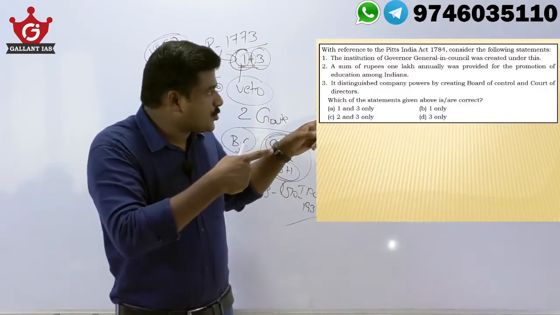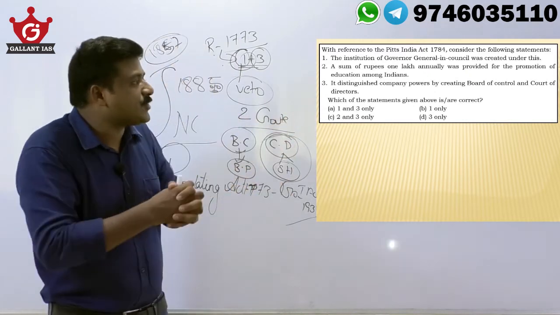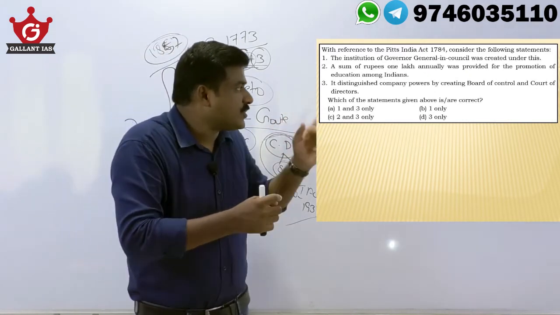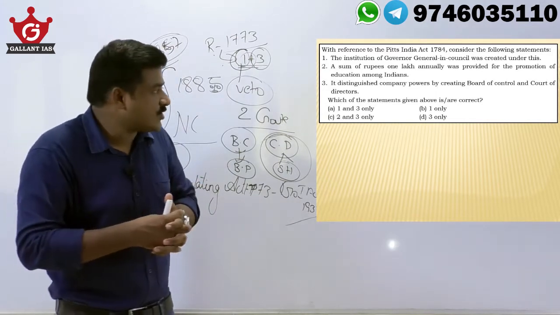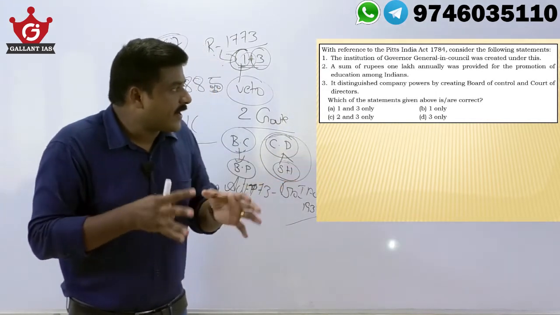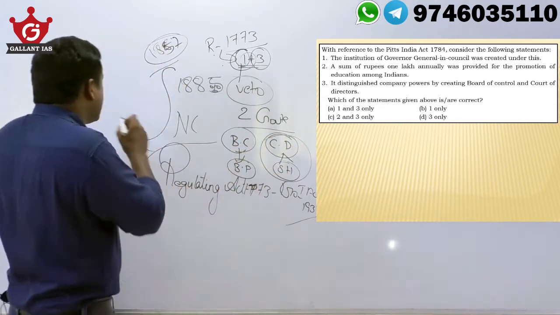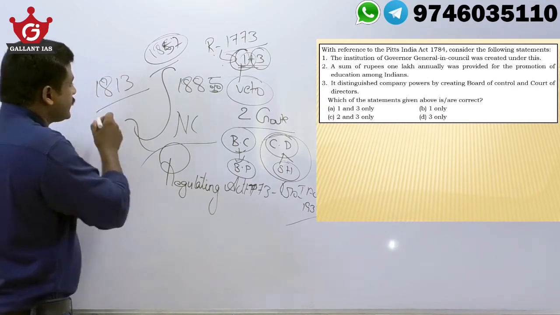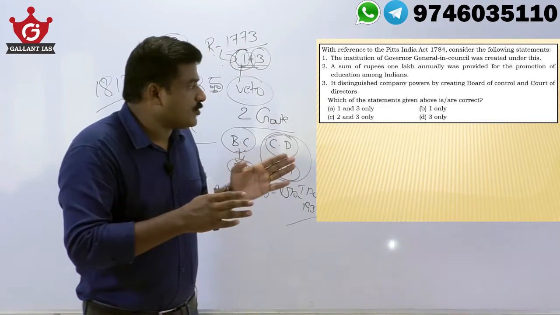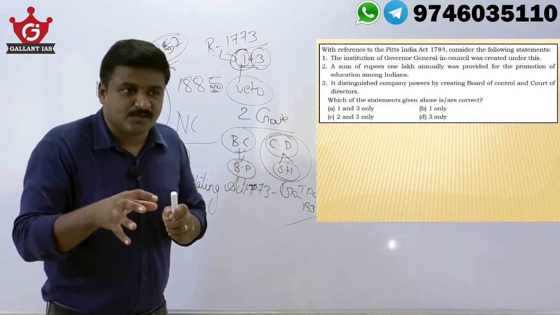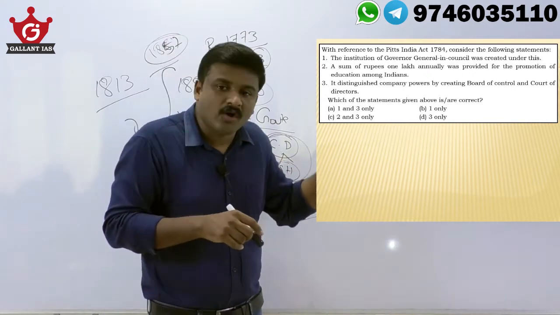Now this is the question. With reference to Pitt's India Act, consider the following. Institution of Governor General in Council was created for legislative and executive functions. This was a feature of the Regulating Act 1773. A sum of rupees 1 lakh annually for the promotion of education of native Indians was a feature of the Charter Act 1813. Then dividing company powers by creating the Board of Control and Court of Directors. Exactly, the third statement is the main feature of Pitt's India Act 1784. Your answer is 3 only.